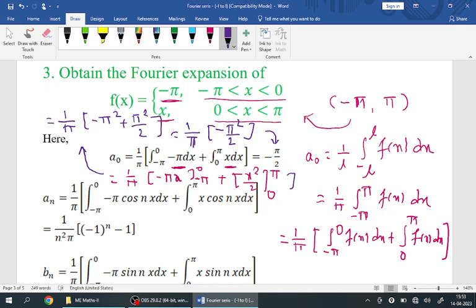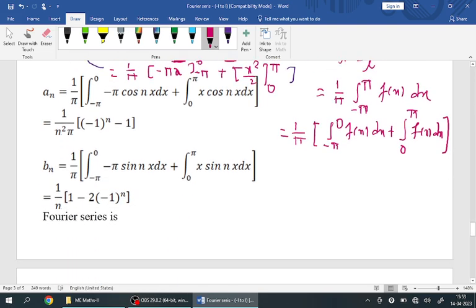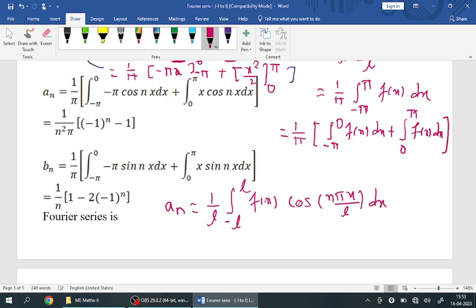Now, what about how to get an and bn? Exactly similar way. What is done here? First, take a general formula for an. Like I will just write a formula of an here. Okay, an is 1 by L integration minus L to L fx cos of n pi x upon L dx. This formula we have to split up as 1 by pi, and I will take it as minus pi to 0 fx cos nx dx.